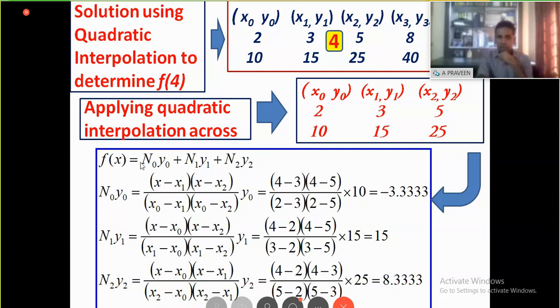Your net polynomial value for x equal to 4 is the sum of all the 3 terms. When you add all the 3 terms, you get 20. So you get 20 as the interpolation.